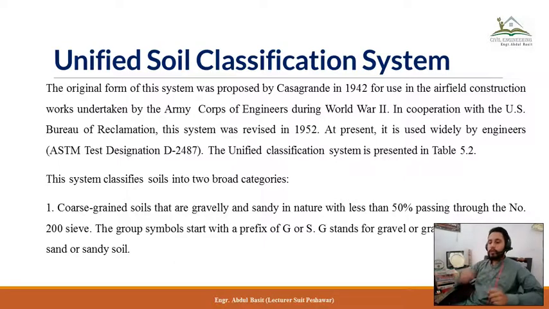Now moving to the Unified Classification System. This was first derived by Casagrande, and they worked on it during World War II. They were required to investigate the soils.